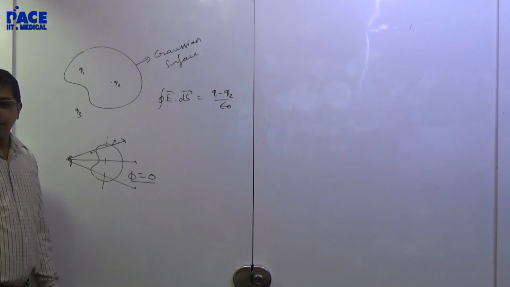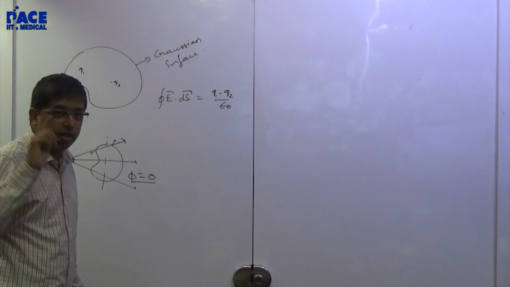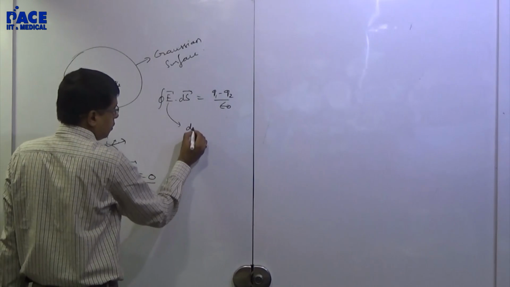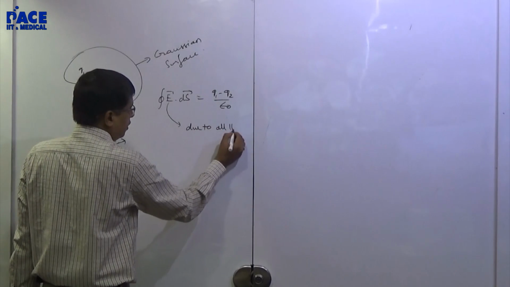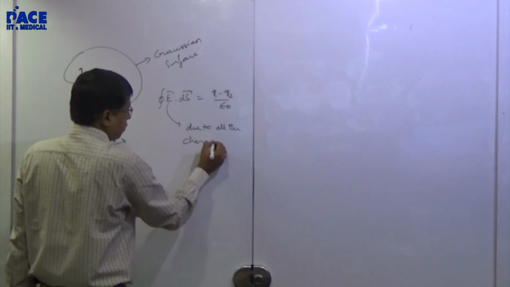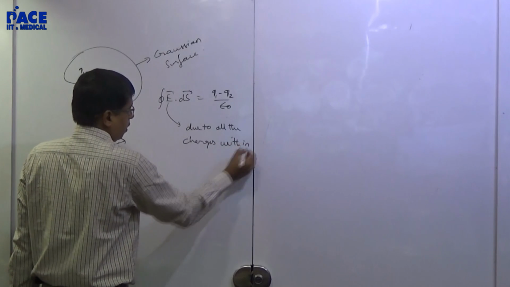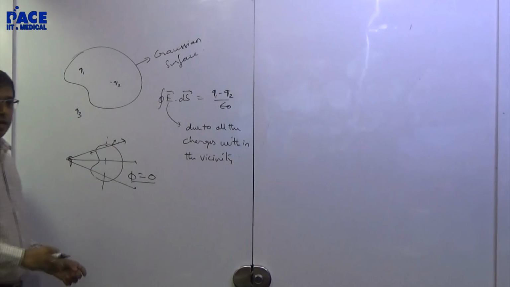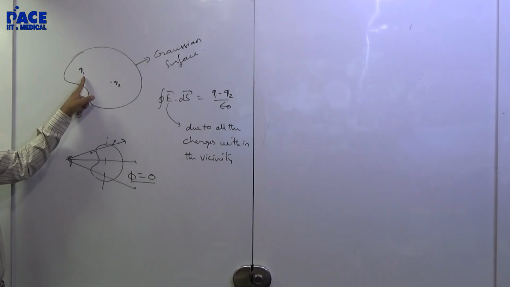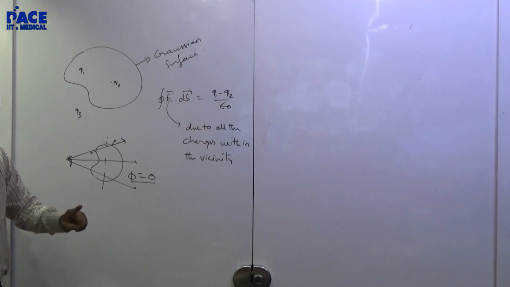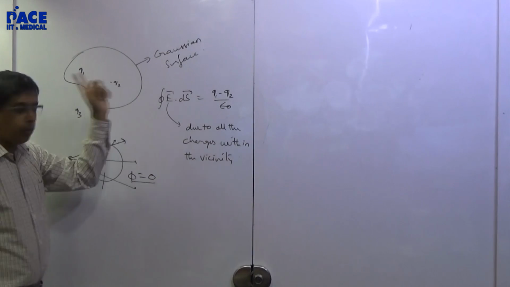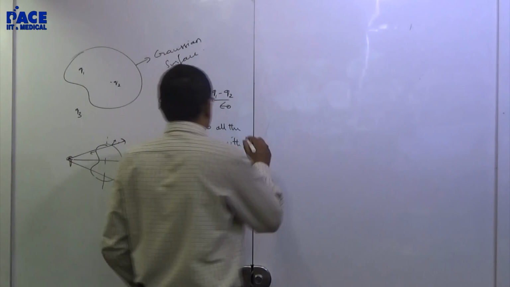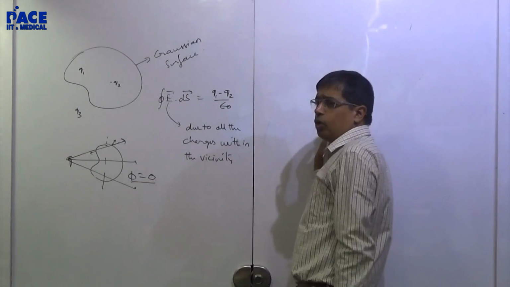0. But what makes your apprehension very positive here is that the field is due to all the charges within the vicinity. That makes me a bit uncomfortable. Here the field, you are telling me, is because of q1, minus q2 and q3, yes. But flux will be only because of q1 and minus q2. We will prove that also. Don't worry about it. But right now, justification of Gauss law.